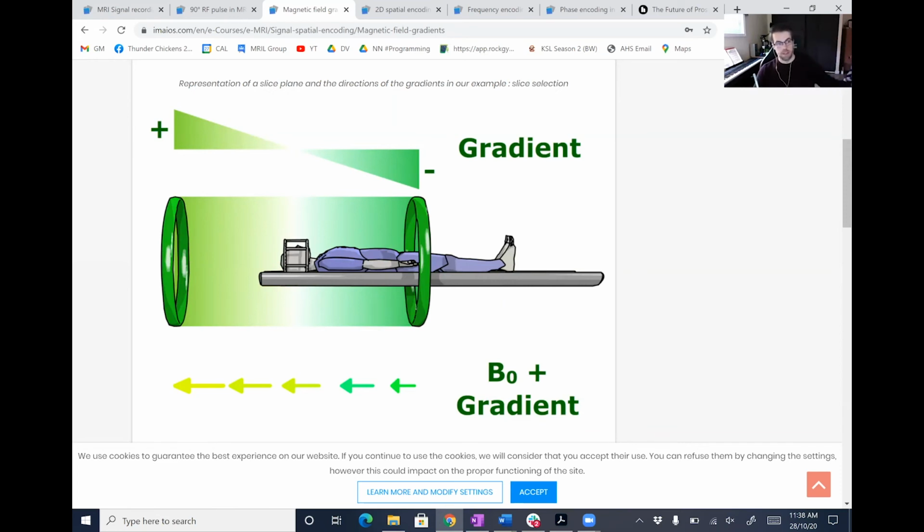At the left side of the MRI bore, there's a stronger magnetic field because that gradient is adding to the B0 field, which is static. It's, in theory, the same everywhere, even though we just talked about how it's never perfect.